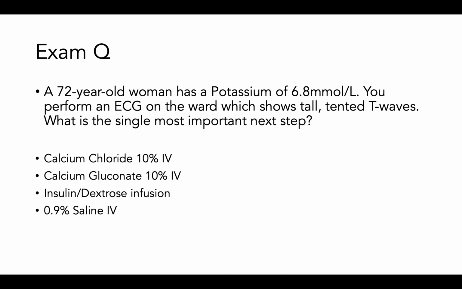And the answer here, the most important thing to do for this lady is to give calcium gluconate, because this stabilizes her myocardium and protects her from arrhythmia. Insulin dextrose infusion is not wrong, and in fact that would be the very next step. But do be aware that before you start to cause all these crazy electrolyte shifts by giving lots of insulin, you must first stabilise the myocardium by giving calcium gluconate. So that's why that's the answer here.